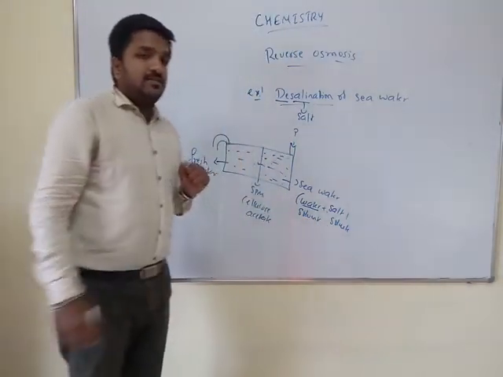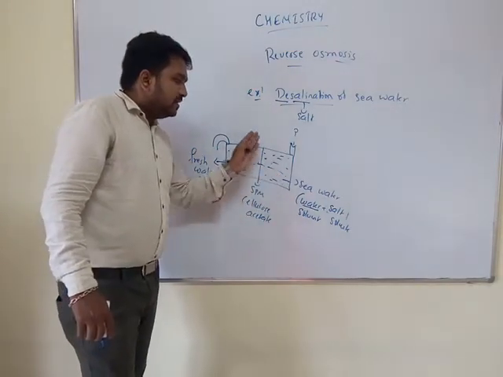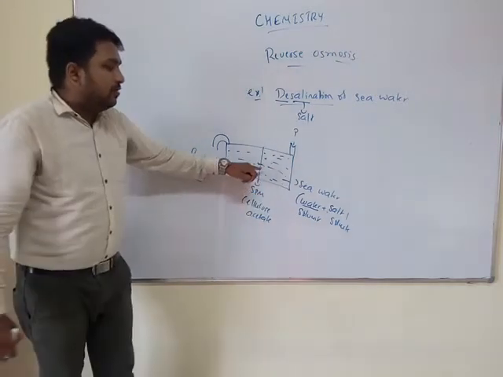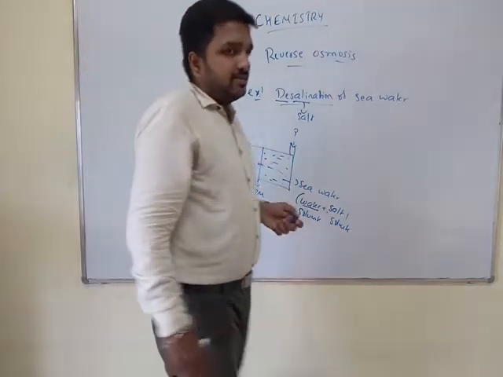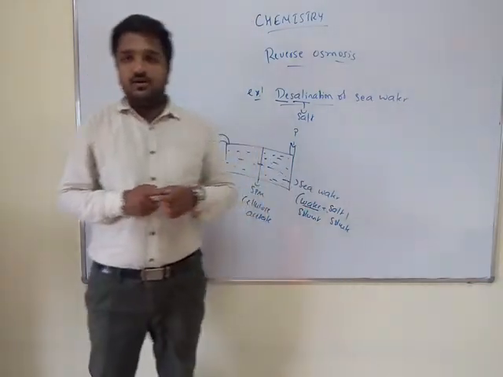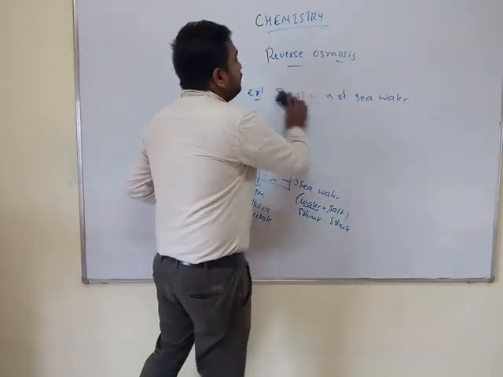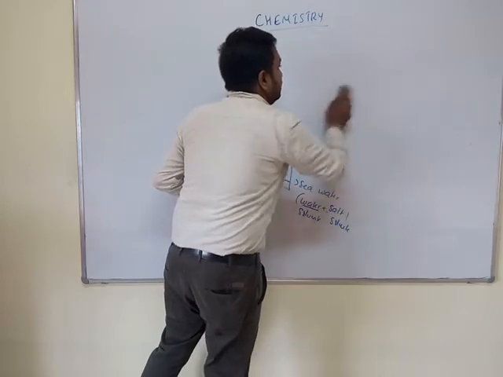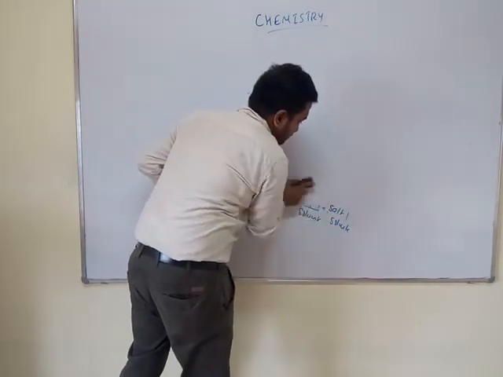By applying extra pressure on a higher concentration part, we can leave the solute particles there itself, and through the semi-permeable membrane only the fresh water passes. So this process we call desalinization of salt water. This is the concept behind reverse osmosis. And now we are going for the last concept of this chapter, abnormal molar mass.